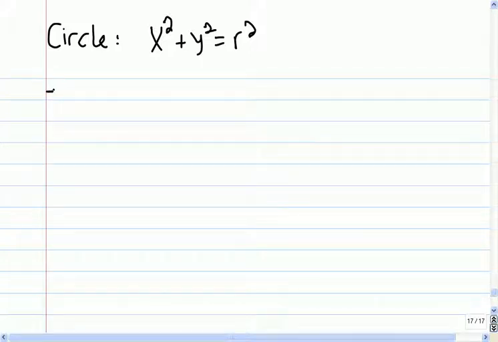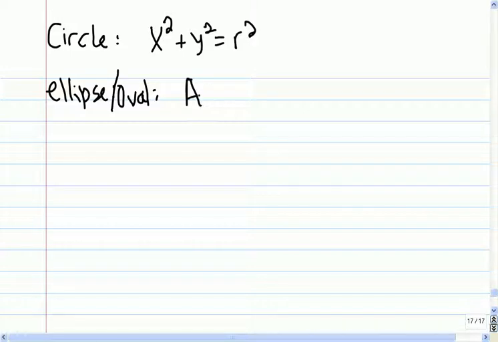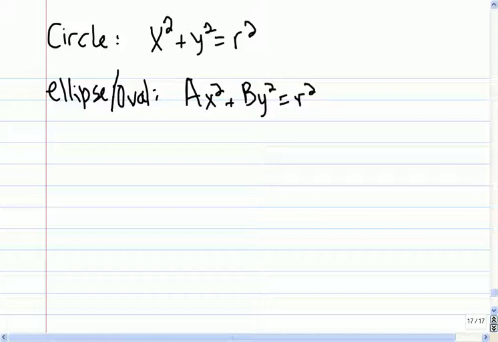But ellipses, if you have an ellipse or an oval, what you have to do is you have to warp it. You have to change it. So basically what you're going to find is you're going to have some number in front, like this. Something like that warps the circle into an ellipse. Okay? And I'm not going to be too specific about it. You just want to remember the general characteristics.